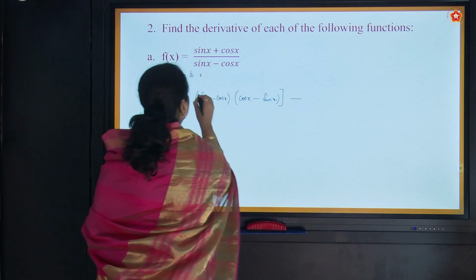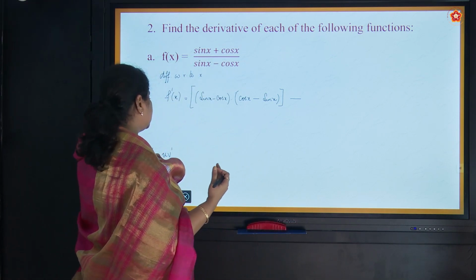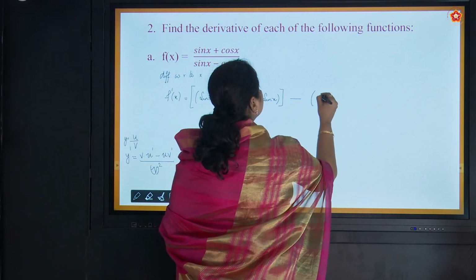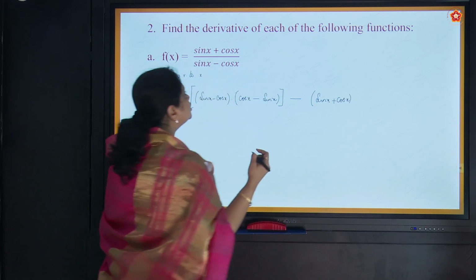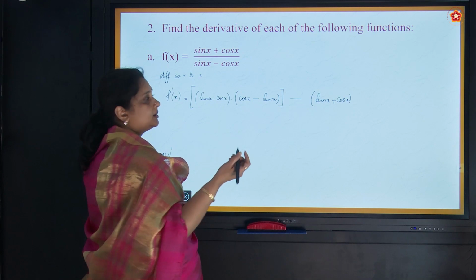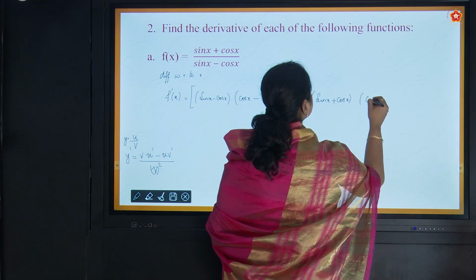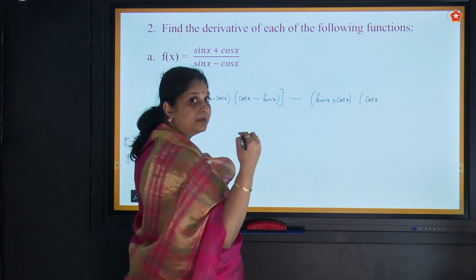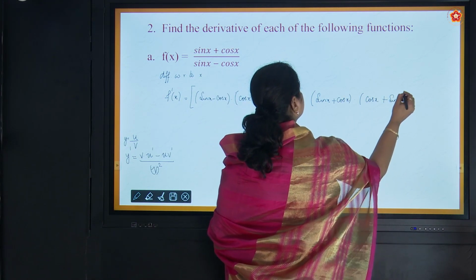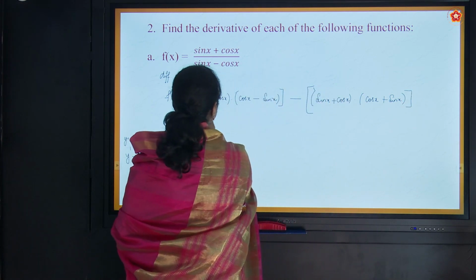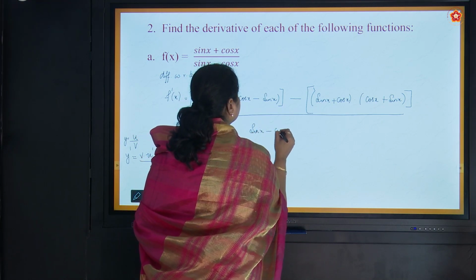Minus, now we keep the numerator unaltered, so I keep it as sin x plus cos x, and differentiate the denominator, that is sin x minus cos x. Again, it is a difference of two functions. So sin x on differentiation gives cos x, and cos x on differentiation gives minus sin x. So it's minus minus sin x, that is nothing but plus sin x, right? I hope you understand this. Be very careful with the signs. Divided by the denominator, which is going to be squared.